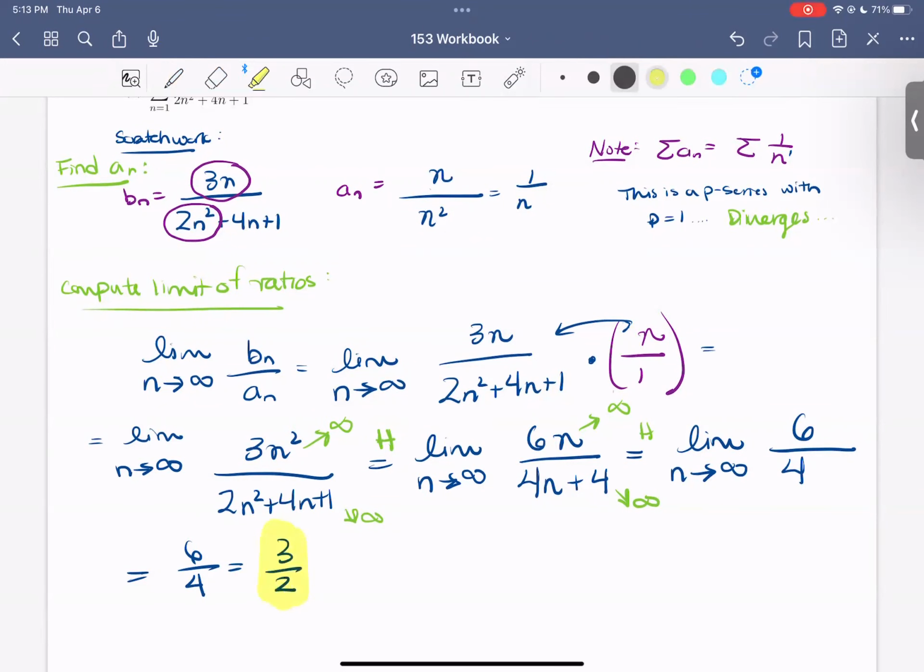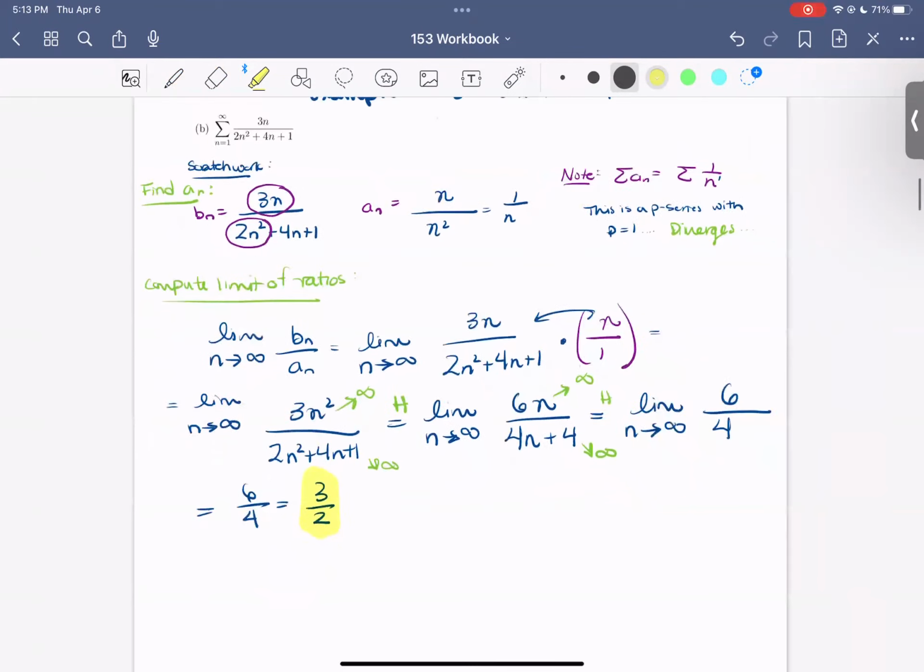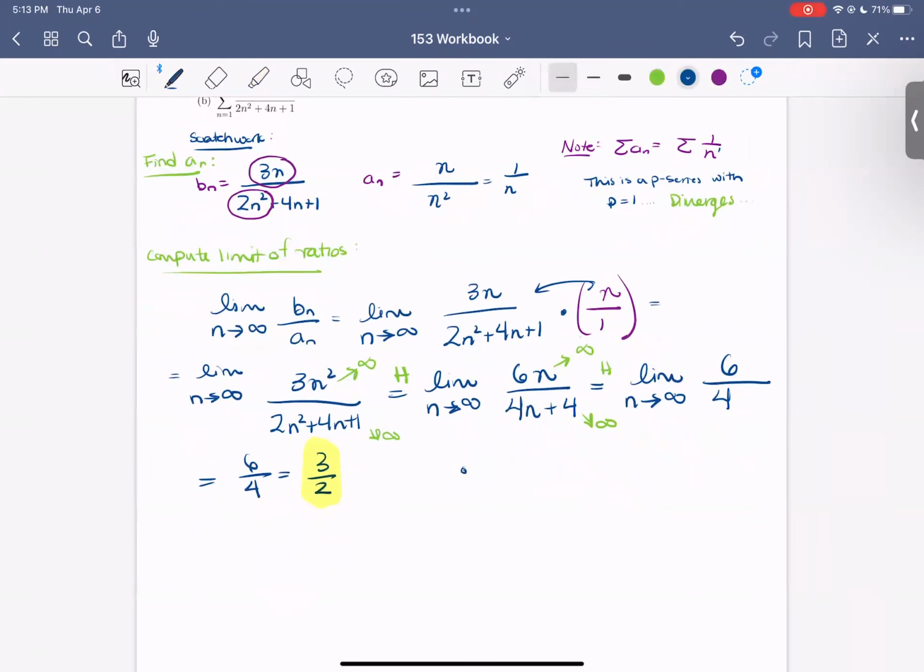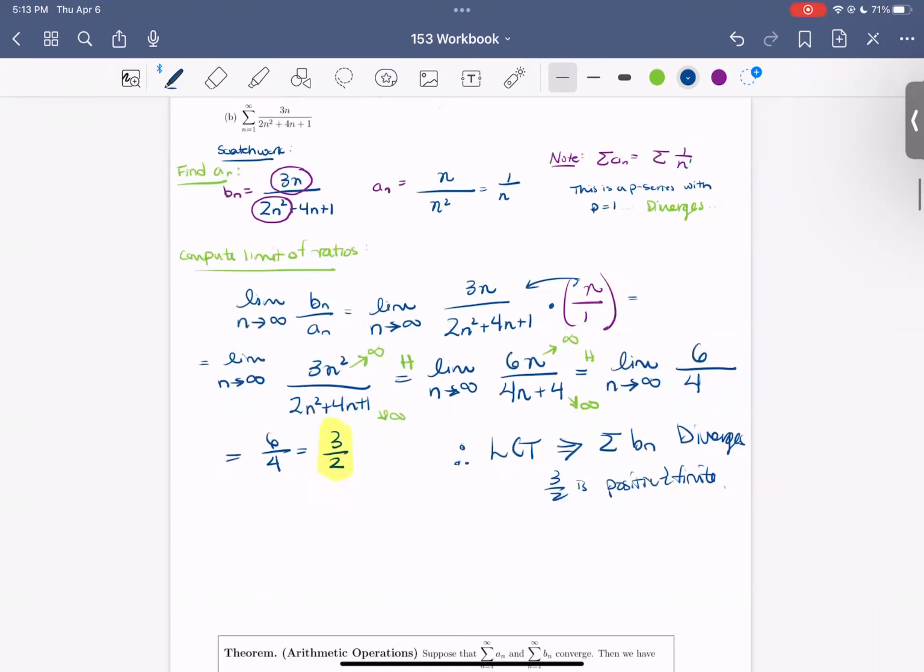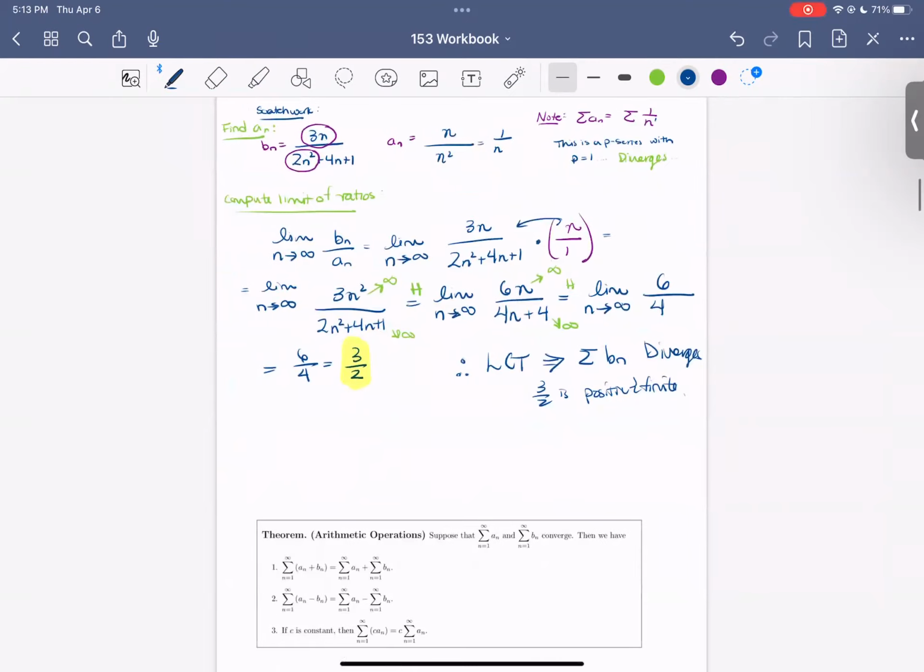Awesome. So to summarize, using the limit comparison test, that means that our b_n diverges, since this 3 over 2 is positive and finite. Okay, so we have all the scratch work laid out for us. So now we just need to write this up into a formal proof.